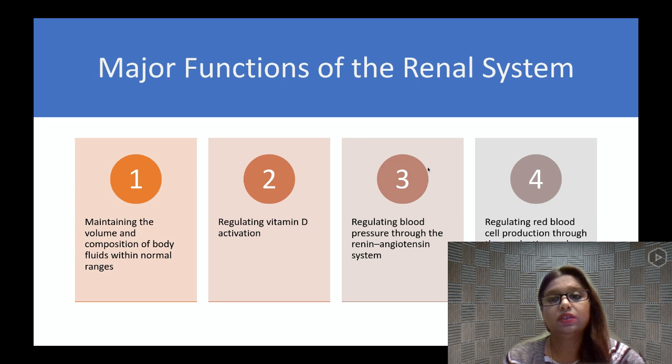So, major functions of the renal system. What are the major functions? Why do we need our kidneys? We need them because they filter, not only make urine, but they balance our body fluid and electrolyte levels, that is maintaining homeostasis, all right? Now the second thing they do is they regulate vitamin D activation. Number 3 is they regulate blood pressure through the renin-angiotensin system, all right?